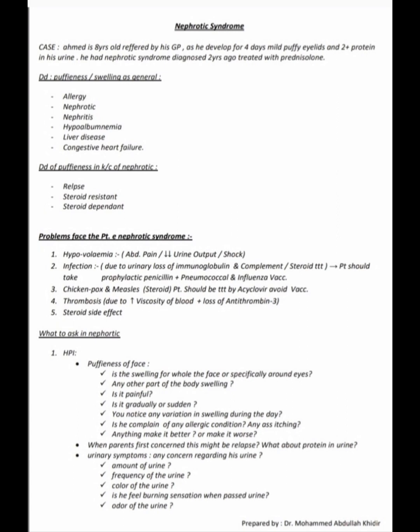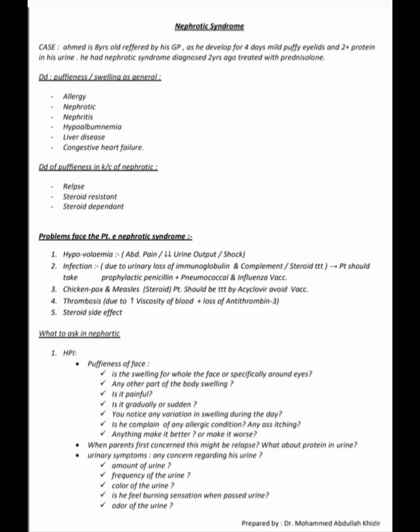Is any other part of the body swollen? Is it painful? Is it gradual or sudden? Have you noticed any variation in swelling during the day? Does he complain of any allergic conditions or any associated itching? Does anything make it better or worse? When he presents, the first concern is that it might be a relapse, so we ask about protein in the urine.